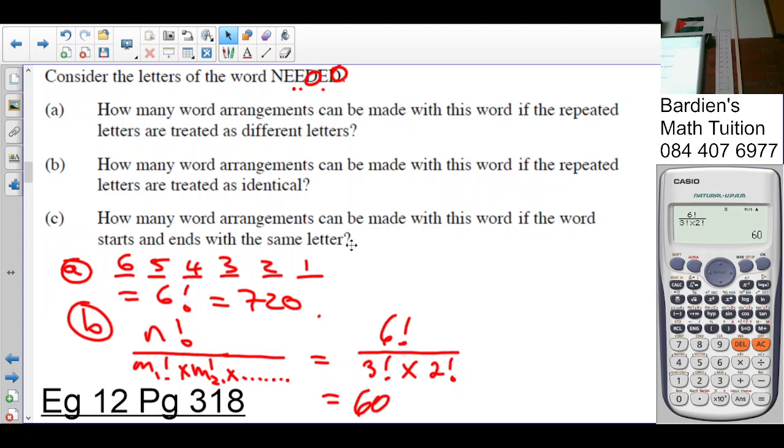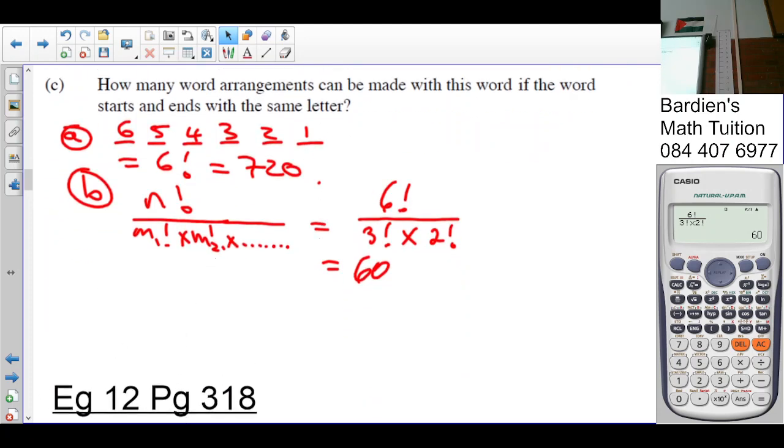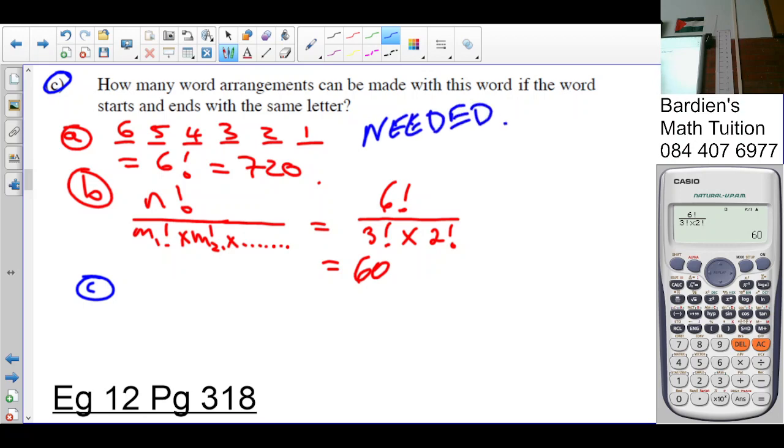Now let's look at C. C, they want to know how many word arrangements can be made with the word if the word starts and ends with the same letter. It starts and ends with the same letter. So let's put here what is needed.